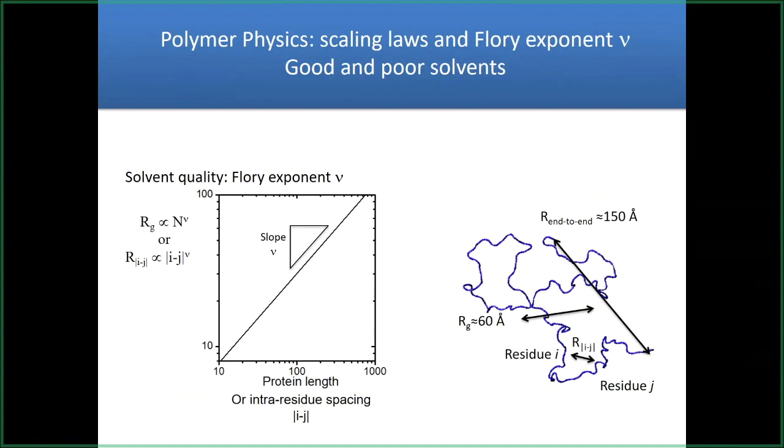versus separation between I and J. So if this is residue 30, this is residue 15, this value I put here would be the difference, 30 minus 15 is 15. And I looked at what the average distance is of all the different polymer shapes between these two residues. And I plot that versus this. You get a very similar scaling law. Formally, they're different. Practically speaking, they're within a couple percent of each other.